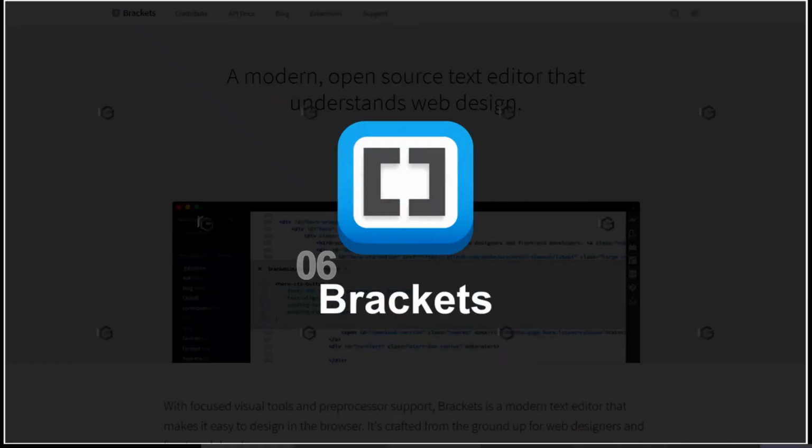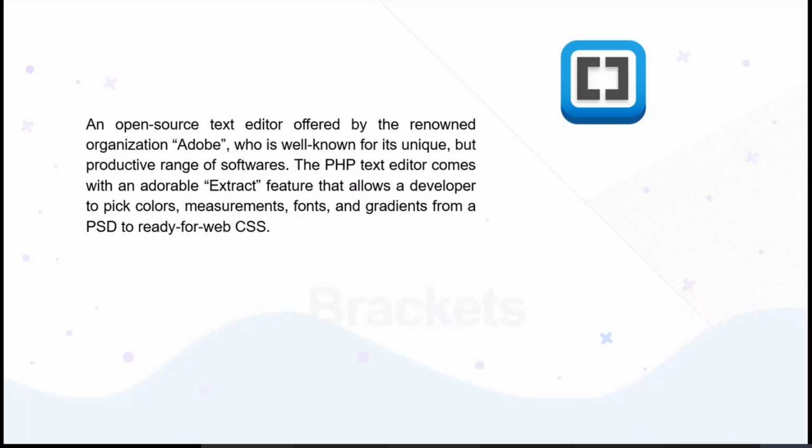Then number 6 comes Brackets. Brackets is an open source text editor. It is offered by a renowned organization. It's a product of Adobe, which is well known for its unique but productive range of software. This PHP text editor comes with an Extract feature that allows a developer to pick colors, measurements, fonts, and gradients from a PSD to ready-for-web CSS.